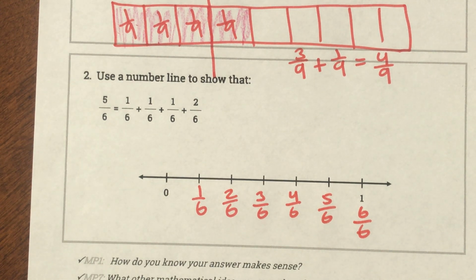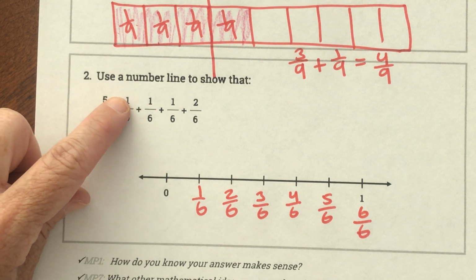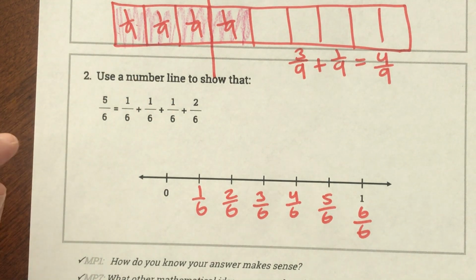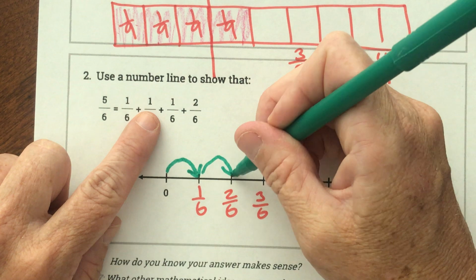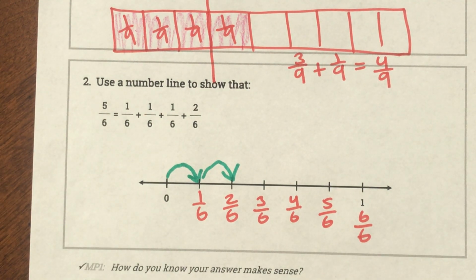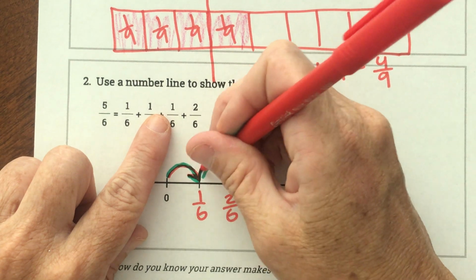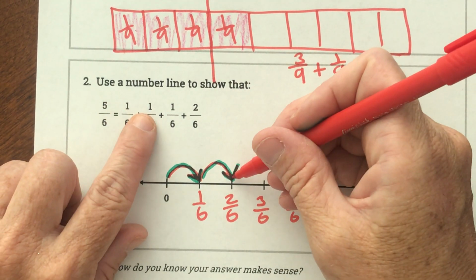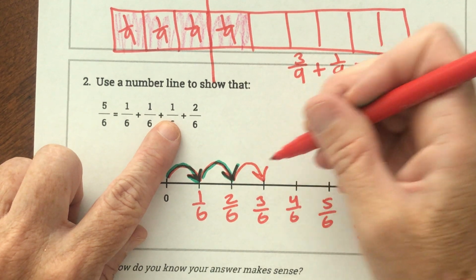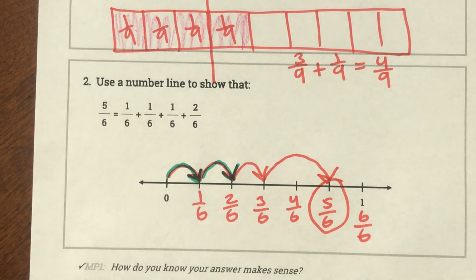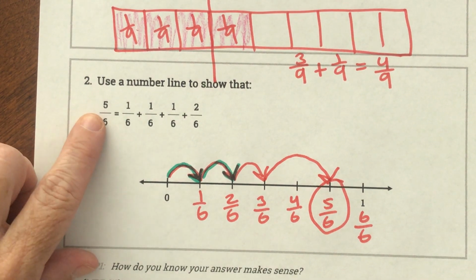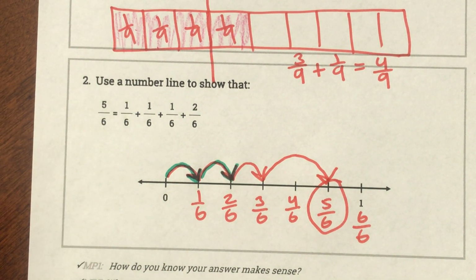Okay, so they've already decomposed my numerator of 5 into 1 plus 1 plus 1 plus 2, but they want me to show this. So they did 1, and then they added another 1. Oh, I should have left my red pen, I apologize. And then they added another 1, now they added another 1, and then they added 2, so they jumped 2. And look where they end up, at 5/6. So I still get 5/6, just depending on how I broke up how I got there.